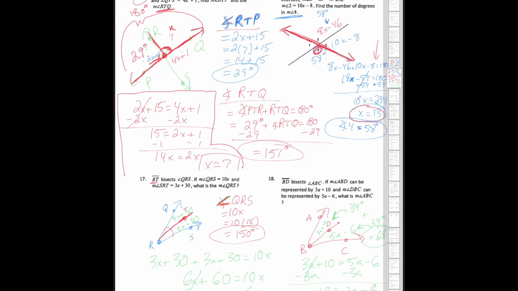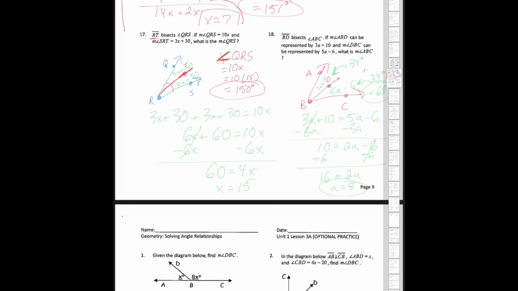So I don't have an algebraic expression for angle 4. What I have to do is plug into the opposite angle because they're vertical angles. So I plug that 13 back into 8x minus 46. When I do that, I get angle 4 is equal to 58 degrees, because we got 58 here, and this angle is congruent.